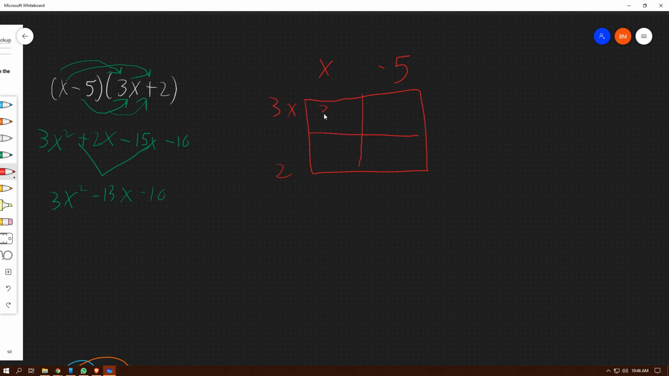3x and x is 3x squared. 3x and negative 5 is negative 15. X and 2 is 2x. 2 and negative 5 is negative 10. Diagonals like terms. And just like that, bada bing.